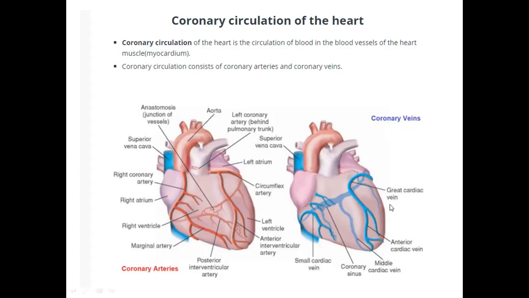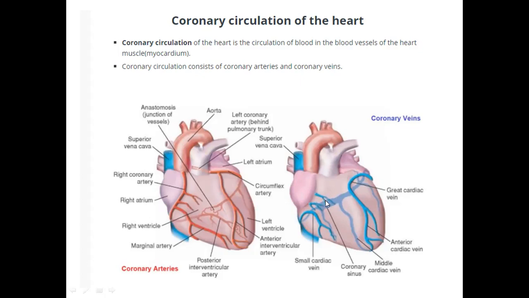And then we have on this side what we call the small cardiac vein. So this is the small cardiac vein. And then we have the coronary sinus here, which is like a vein that is taking blood also from a particular part of the heart.